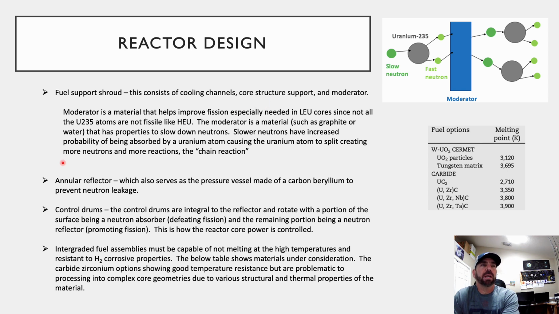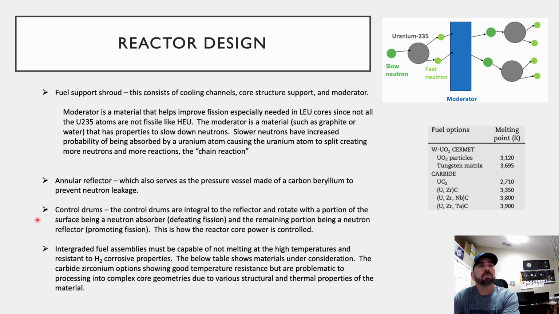Next item is the annular reflector. This also serves as the pressure vessel of the core and is made of a carbon beryllium. Now, the carbon beryllium has properties to prevent neutron leakage, prevents the neutrons from escaping the core. We want to keep as many neutrons in the core as possible to sustain a chain reaction.